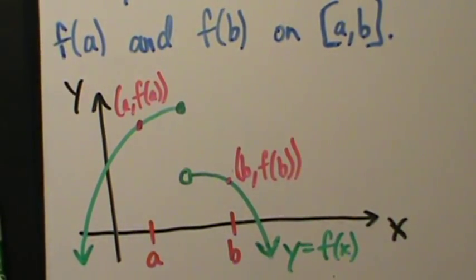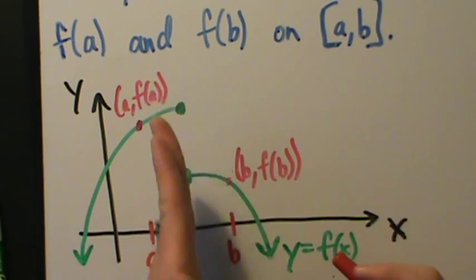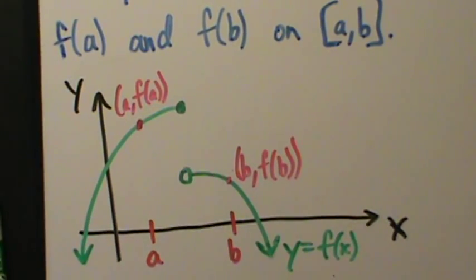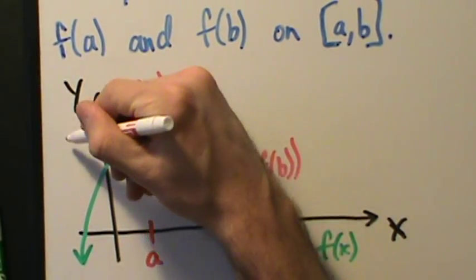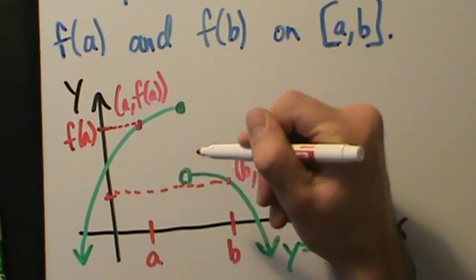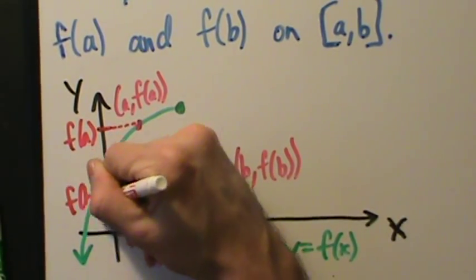Okay, so what do we have right here? We have this hole, and we have this kind of jump discontinuity here, right? So we have this jump discontinuity, and that's going to be bad, so that means we can't use the intermediate value theorem. So what's going to happen? Well, let's come on over to our y-axis. So here's f of a, and then here, if we move on over here, this is going to be f of b right here.